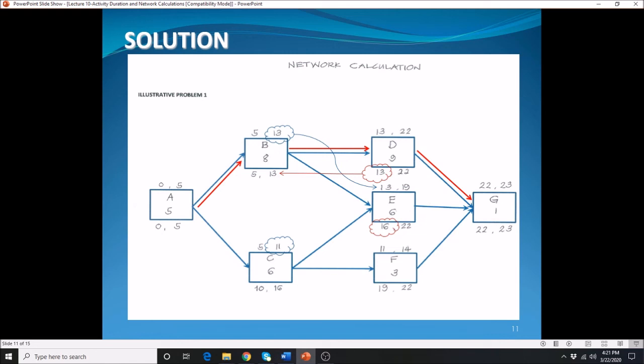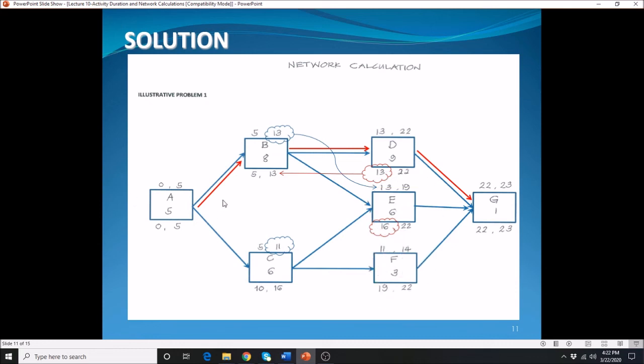The first thing you have to do here is to draw the network diagram. By looking at the table, you will notice that activity E needs to follow both activity B and C. Activity D will follow only B, and activity F will follow only C. Then we have the last activity, which will follow all the previous activities D, E, and F.